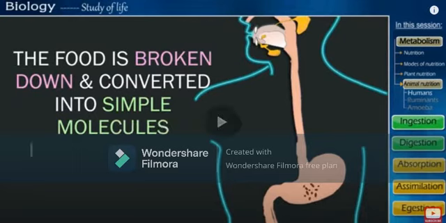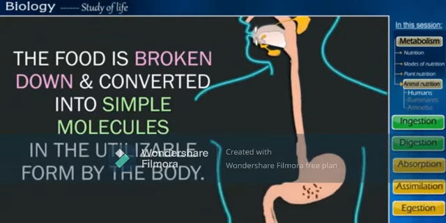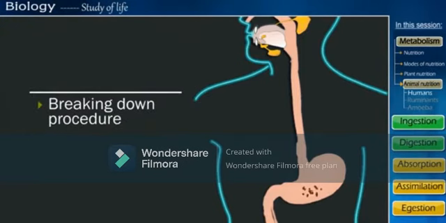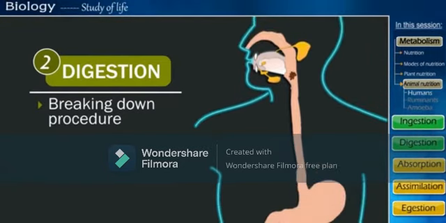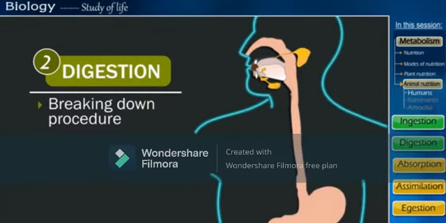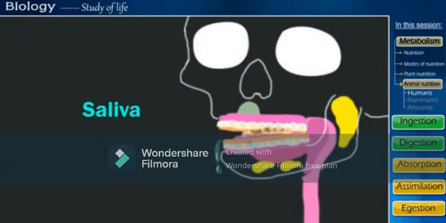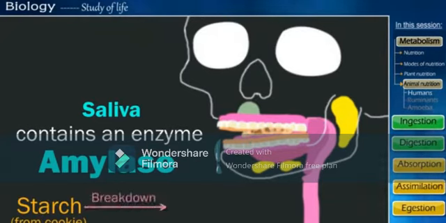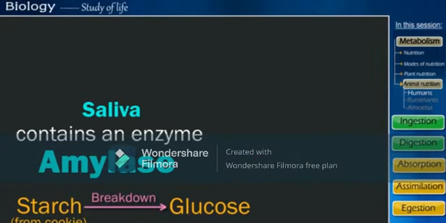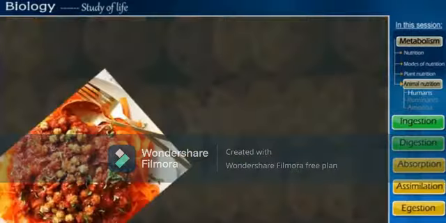So the food is broken down and converted into small molecules in a form utilizable by the body. The procedure of breaking down is called digestion. So from here, let's go back to the mouth, because the process of digestion starts from the mouth, where the saliva is present. The saliva contains an enzyme, amylase. The starch present in the food is broken down into glucose. So the salivary amylase helps in the semi-digestion of the starch.